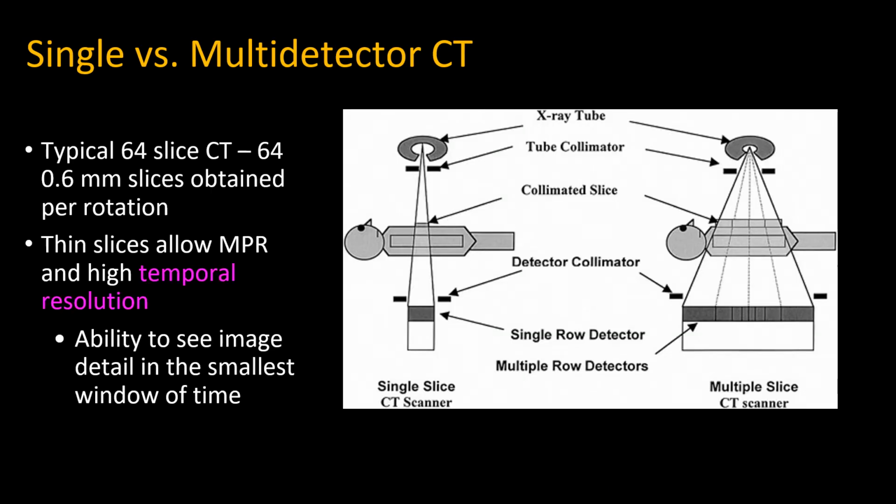For a 64-slice CT, 64 slices are obtained per rotation. These thin slices allow us to create multiplanar reformats and have high temporal resolution, which is the ability to see image detail in the smallest window of time.